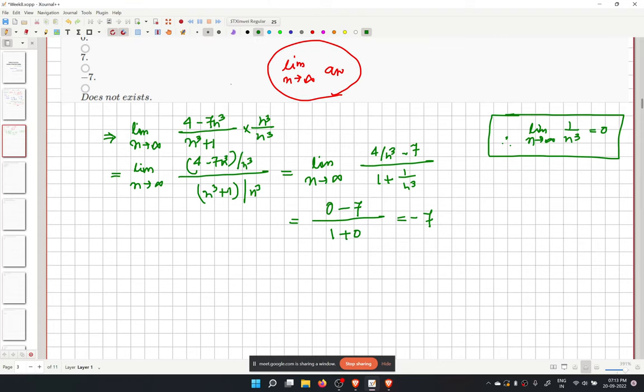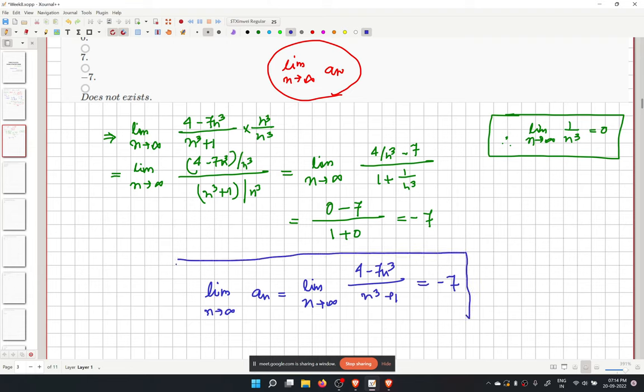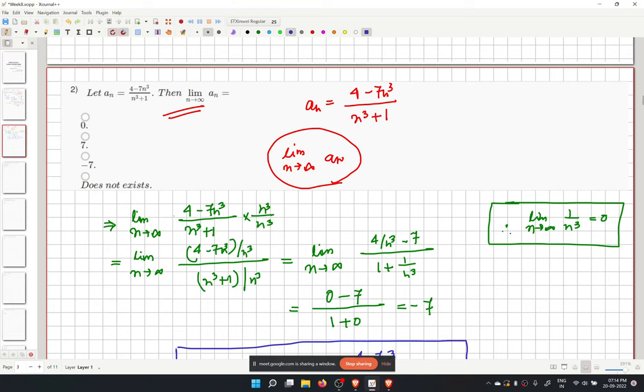Let me write it out clearly. The limit as n tends to infinity of an, which is the limit of 4 minus 7n cube by n cube plus 1, is equal to minus 7. This is our answer, and if we look at the options here, we will see that the third option, which is minus 7, matches the one we have obtained here. So this is the correct answer. Okay, any question here?